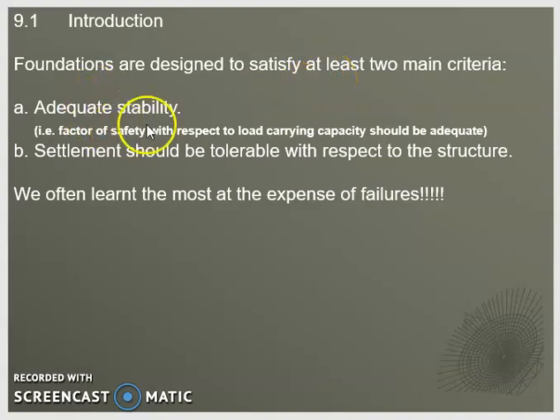The first criterion is that the structure must have adequate stability, meaning that the structure does not collapse when the foundation is designed properly. Once you have the superstructure built on top of the foundation, the load from the superstructure can be supported by the foundation and then spread out to the soil. It doesn't collapse.